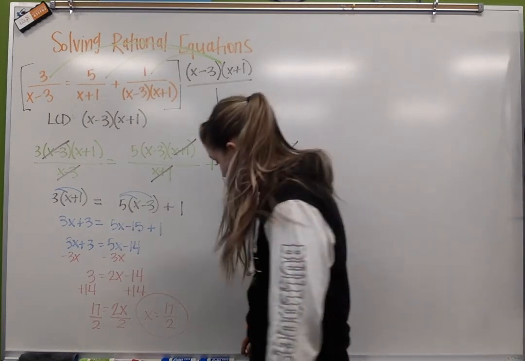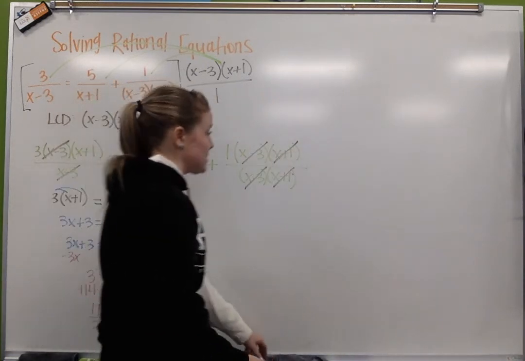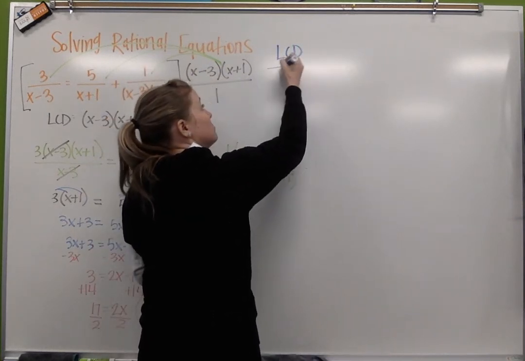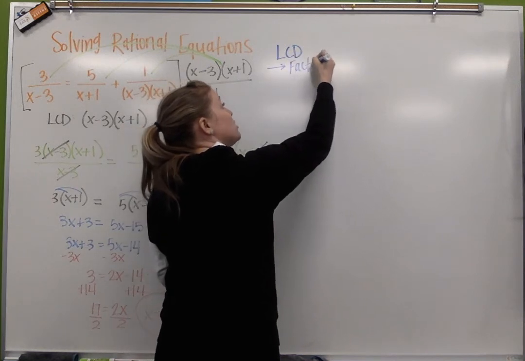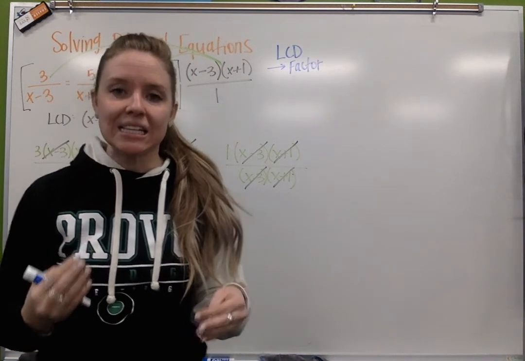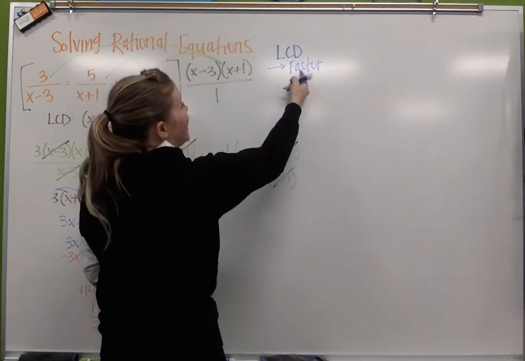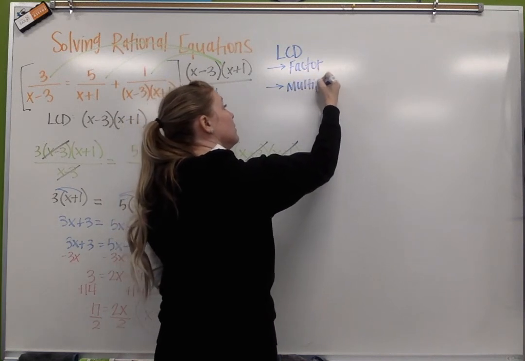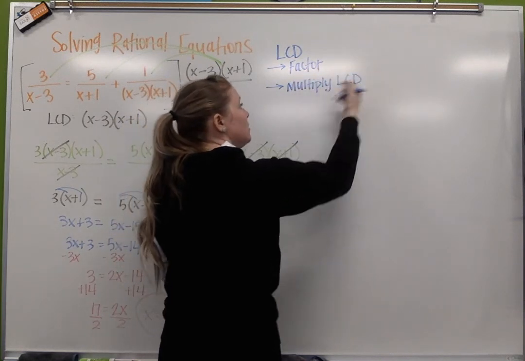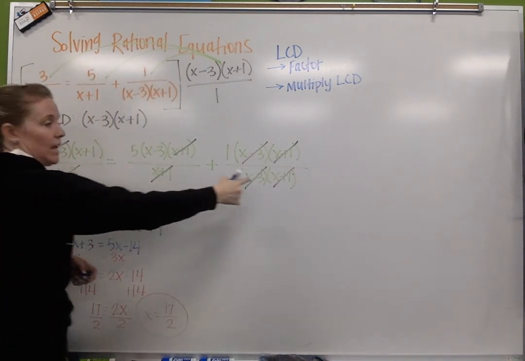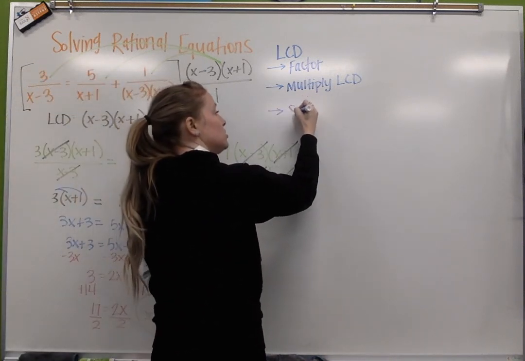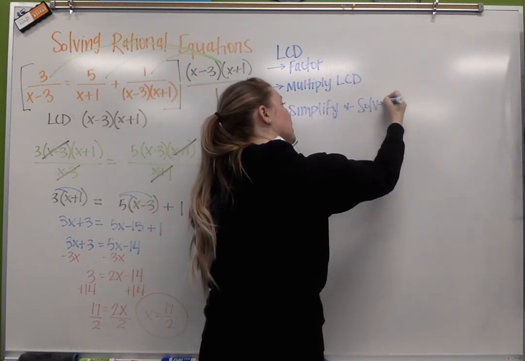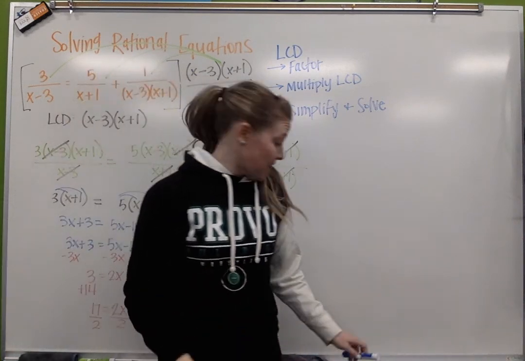Okay? So our steps here, if we were to categorize our process: what we want to do is find the LCD. To be able to do that, we want to make sure our equation is in factored form so we can easily find our lowest common denominator. Then from there, we multiply by the LCD. That way we're able to get rid of the denominators. And then my last step is to simplify and solve. All right. So that's the basic understanding there.